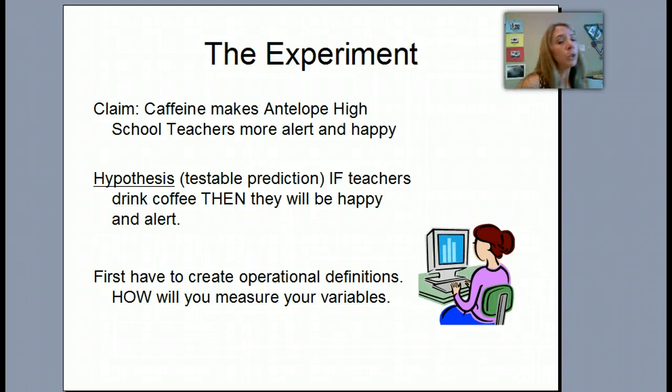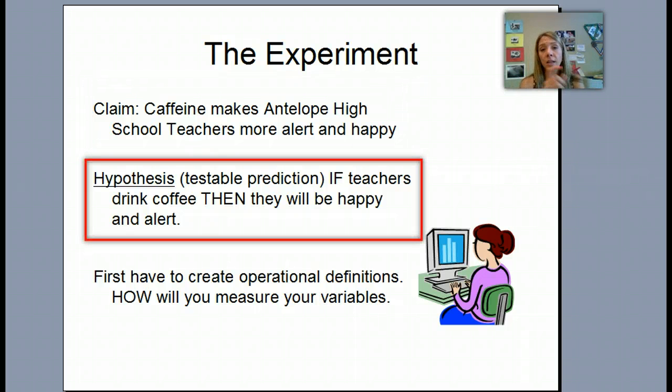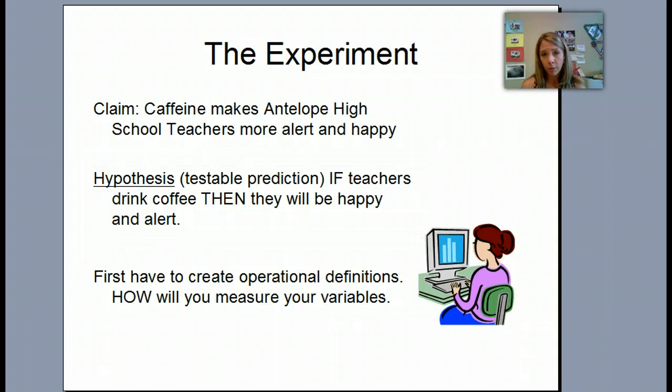Here's our claim. Here's what we want to test: that caffeine makes Antelope High School teachers more alert and happy. That is your claim. That's something you want to go out and test. So your hypothesis, remember we talked about it's an if-then sentence. It's a testable prediction. I can go out and test this with people. If teachers drink coffee, then they will be happy and alert. That is my hypothesis.